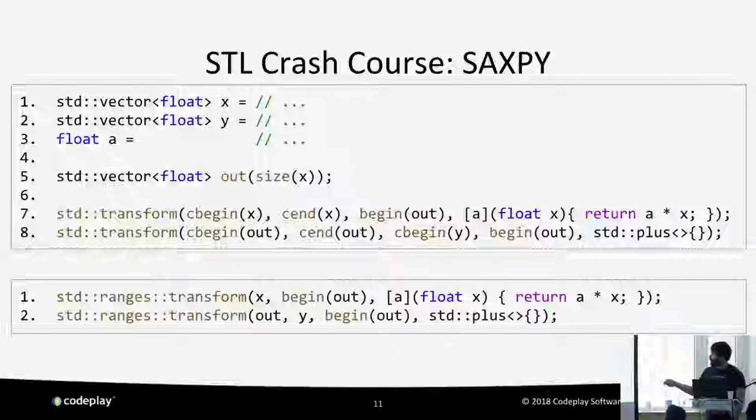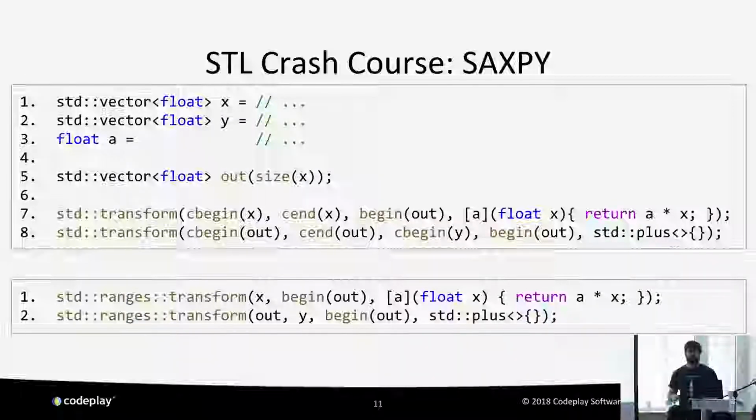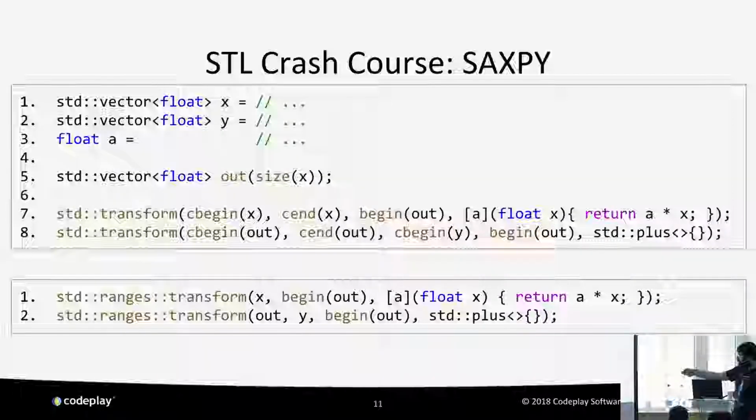And what we're going to be doing is we're going to first use transform to map x into out, where we multiply a times the ith element of x. Is there anyone in the room that's not familiar with lambda syntax? Okay, cool. And then what we do is we map the result from out and the elements found in y back into out, and then we sum them together.